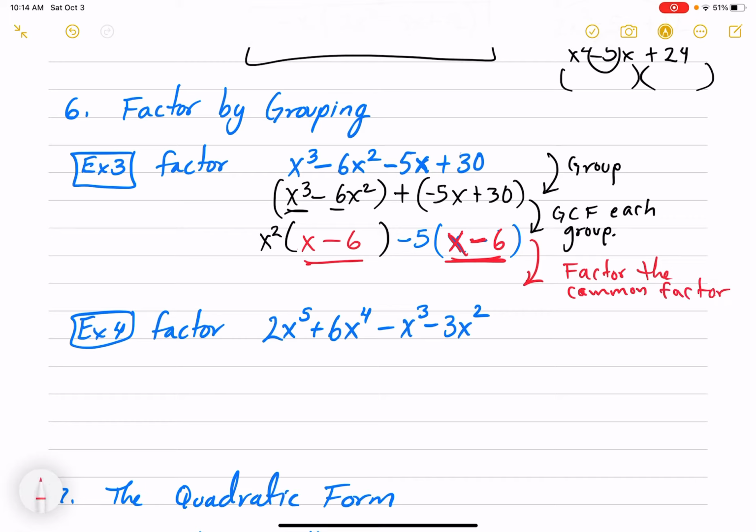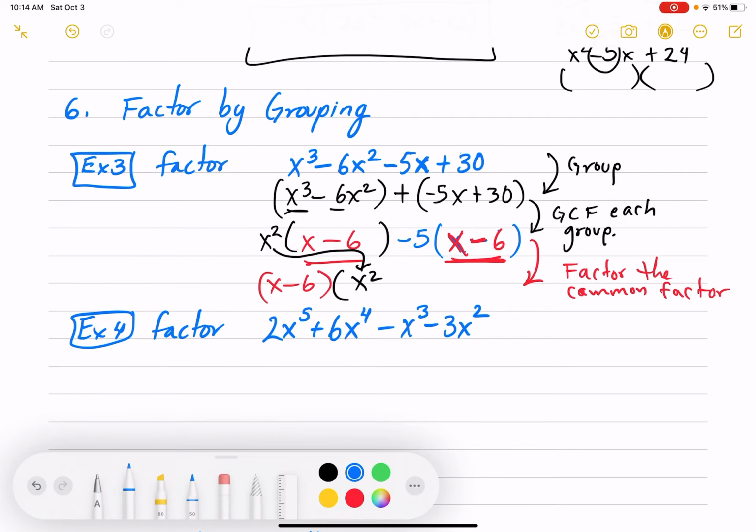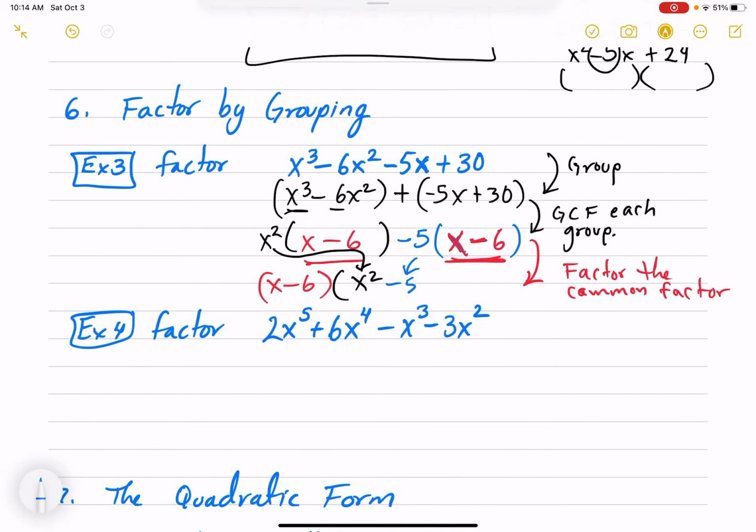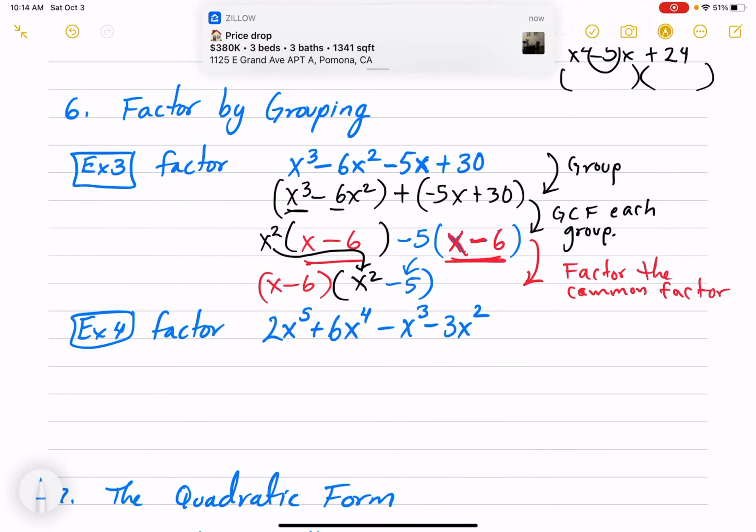Okay, so because x minus 6 is common to both of them, I'm going to factor it out. And what's going to be left, we're going to have an x squared here, and we're going to have a negative 5. And so this polynomial with 4 terms factors out into x minus 6 and x squared minus 5.